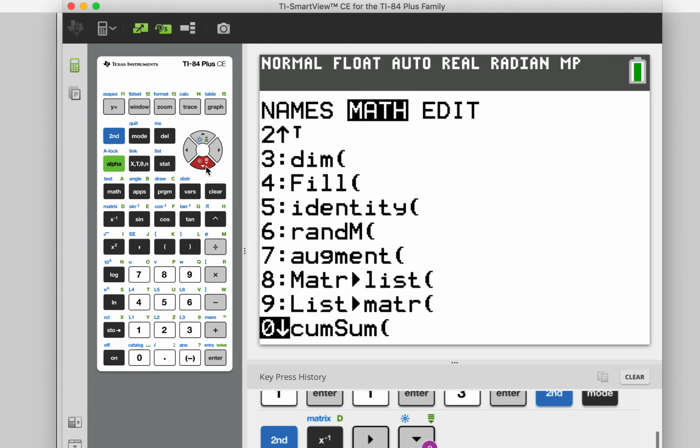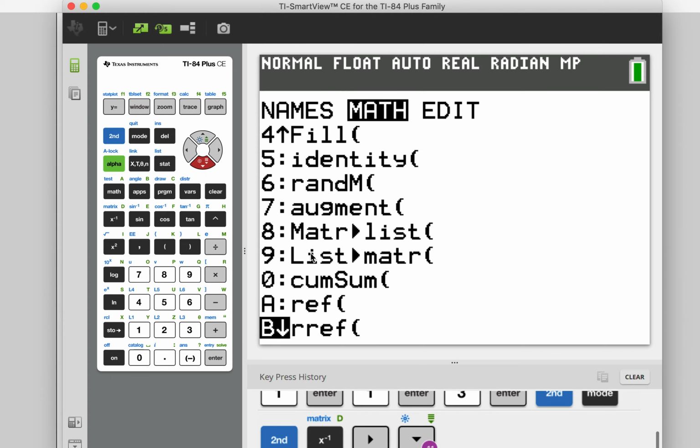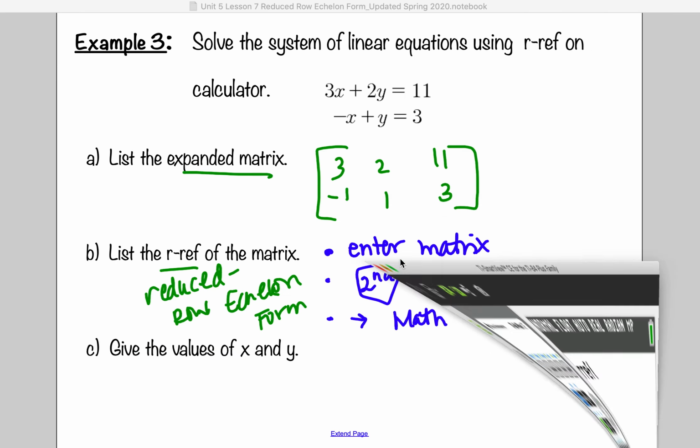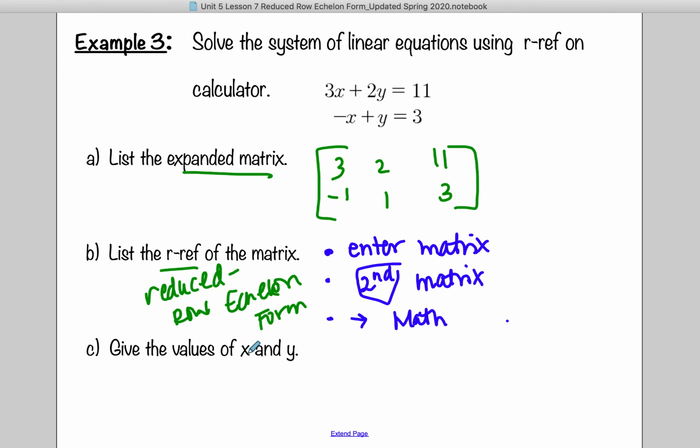I think it's like 11, but maybe I'm wrong. No, it's B. So B, RREF. So we select, not the negative, we hit enter. There we go, RREF. Okay, which is B. And then we do RREF. And then we go ahead and enter the matrix.